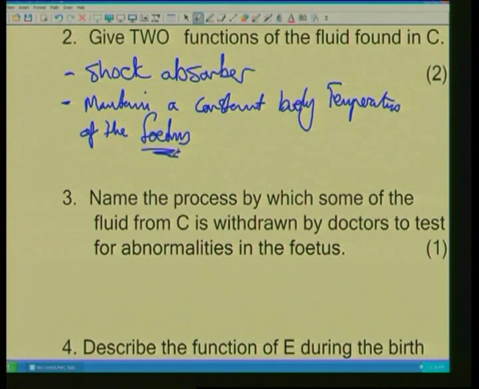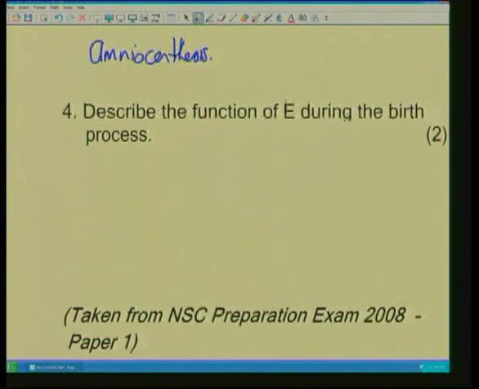Now, name the process by which some of the fluid from C is withdrawn by doctors to test for abnormalities in the fetus. Come on, people, you've got to know this. It's called amnio, because it's from the amnion, the amniotic fluid, amniocentesis. Okay, amniocentesis, that's what they do. They draw that fluid out.